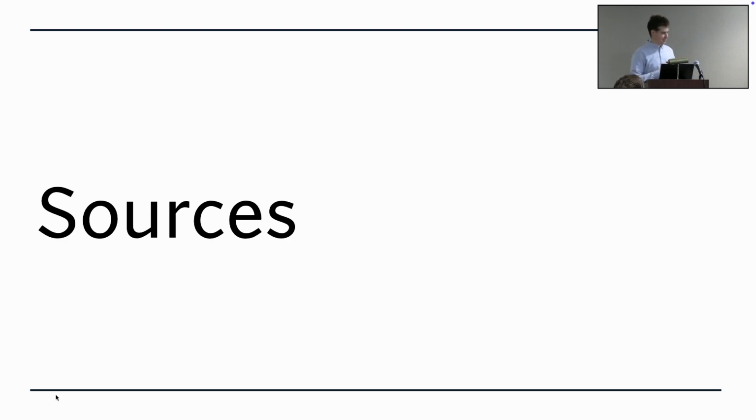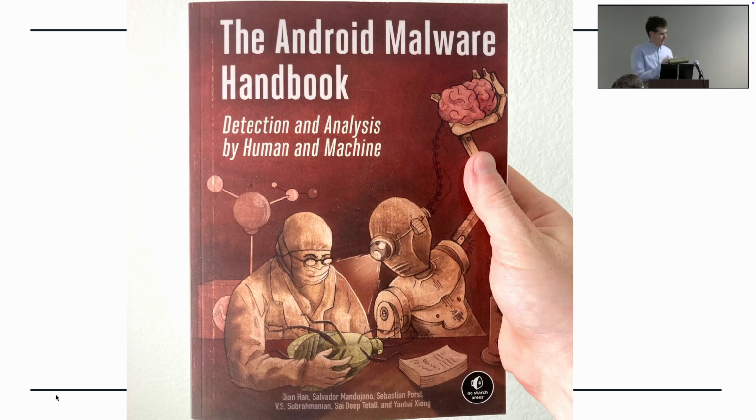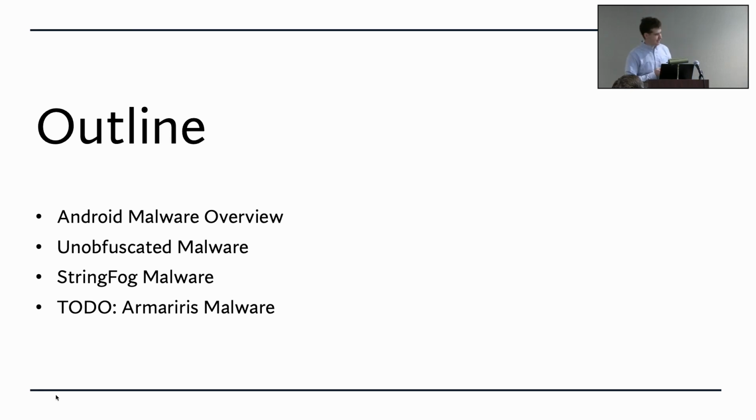So I use a lot of sources for this, so I wanted to cite some of them. There's a lot of good information in this book. The Android Malware Handbook has multiple authors, and it has a lot about Android malware analysis, so it's very helpful. Okay, so here's what we're going to talk about: different categories of Android malware, malware that's not obfuscated, how to obfuscate it using Java code, how to obfuscate it using native code, and then there's a particular obfuscator called Armor that we are going to talk about.